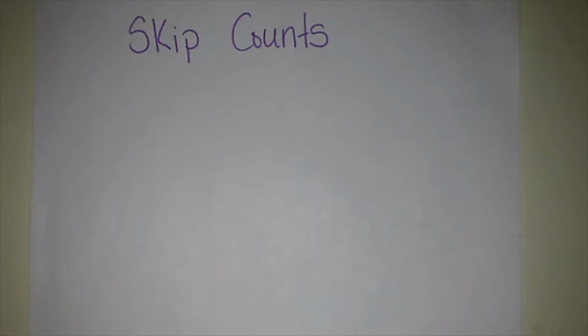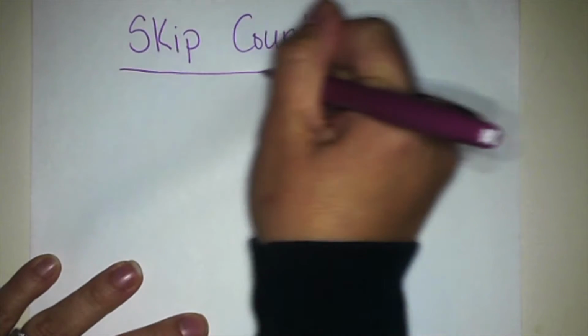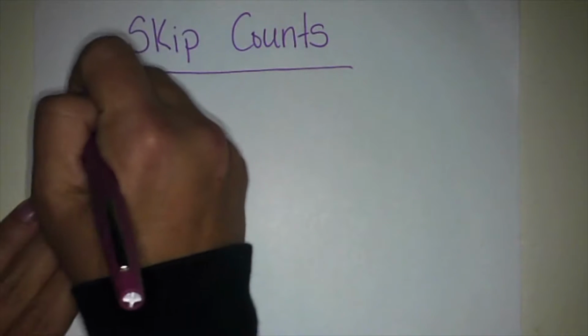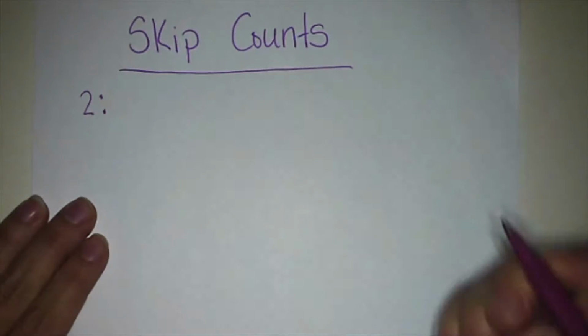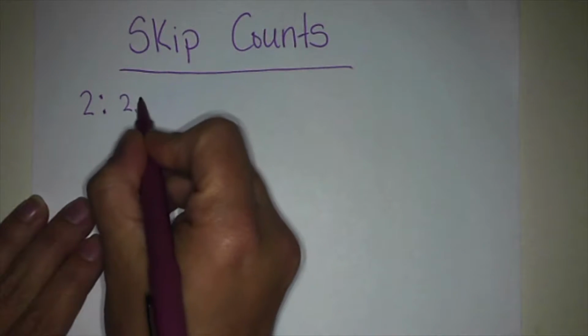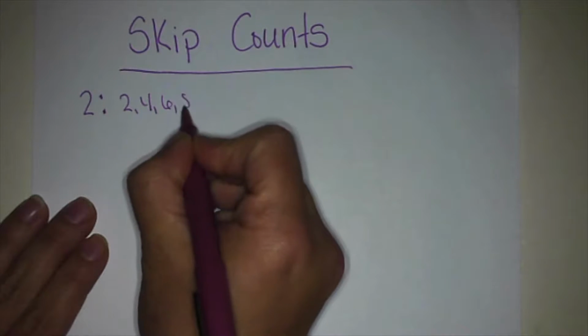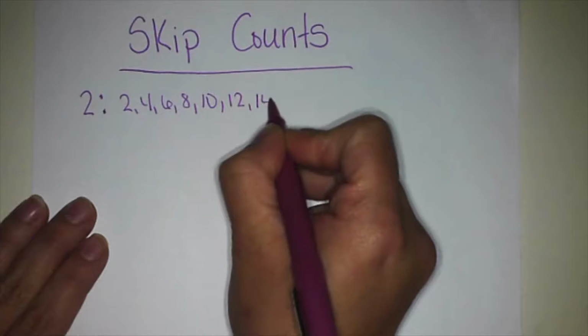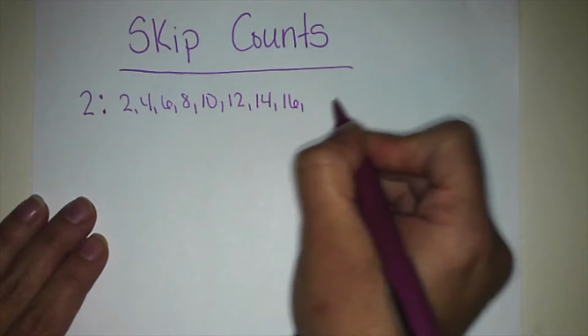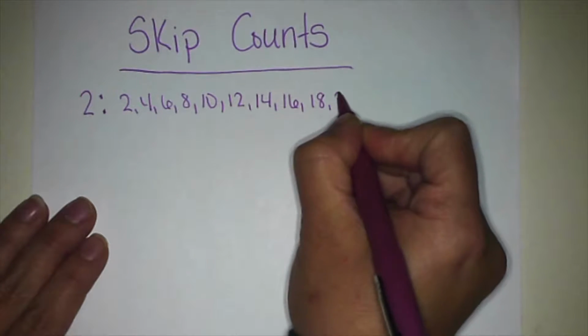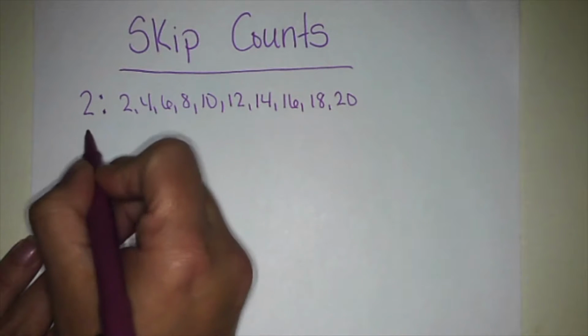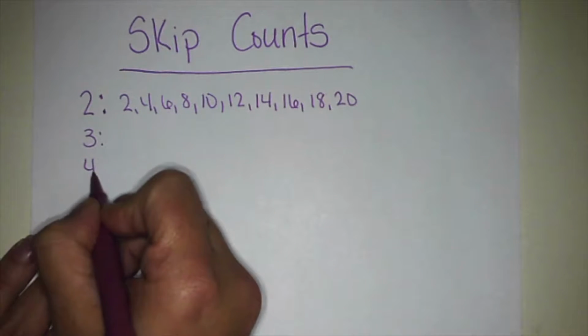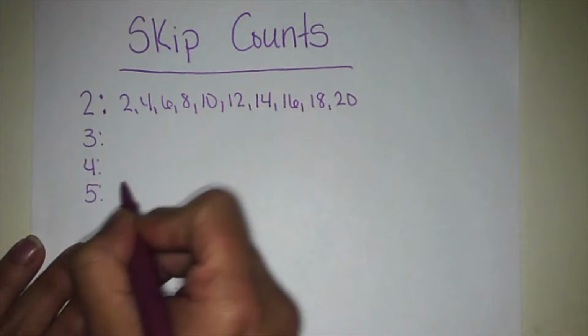Today in this lesson, we're going to talk about skip counts and how to use them. We're always taught how to skip count by twos. We know 2, 4, 6, 8, 10, 12, 14, 16, 18, 20. We skip count by fives.